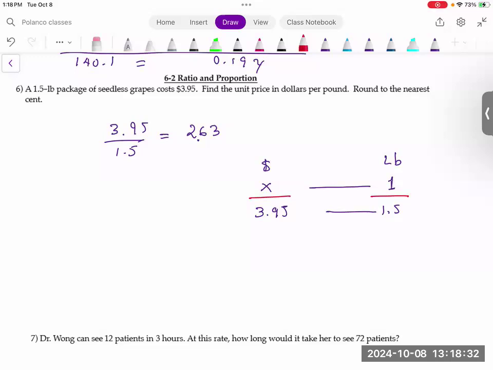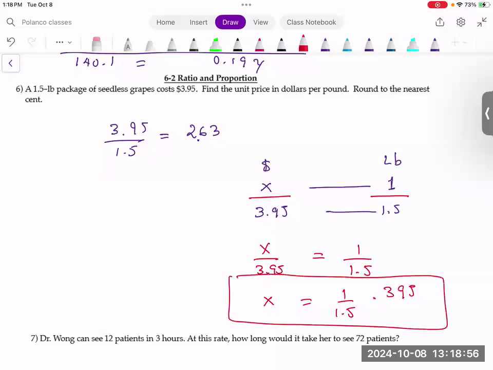So this is cross multiply basically. You see X divided by 3.95 equals 1 divided by 1.5. And you solve for the X, basically. 2.63, yes. So if you want to find the X, you're going to get 1 divided by 1.5 times 3.95 after cross multiplication, of course. You got it?